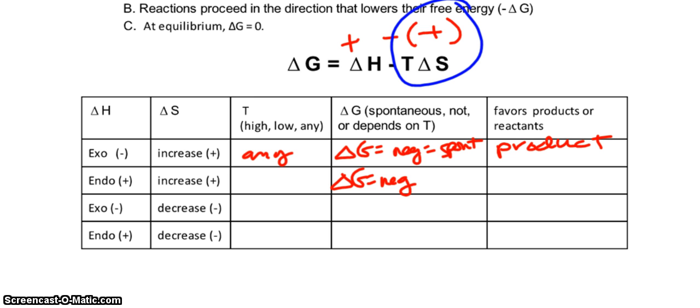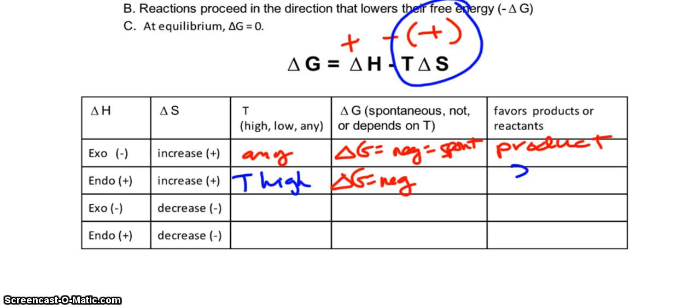So when will that term be bigger? Well, that's at a high temperature. That's when minus T delta S will be a bigger number than the delta H, and that's when the whole delta G will be negative. So when you have an endothermic process, but you're still increasing the randomness or the disorder, that will be a spontaneous process if your temperature is high.